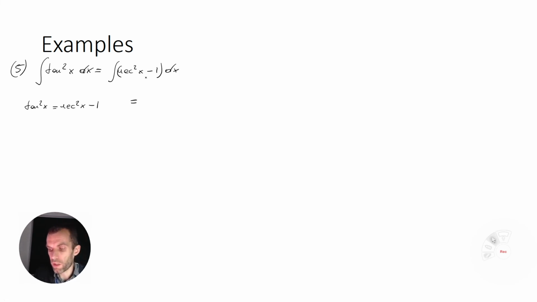And that integrates straightforwardly to tan of x minus x plus a constant. So why is that? Well, the integral of secant squared x dx, that's one that we know from our table. It's tan x plus a constant because d dx of tan x is secant squared. So this one is a bit special.